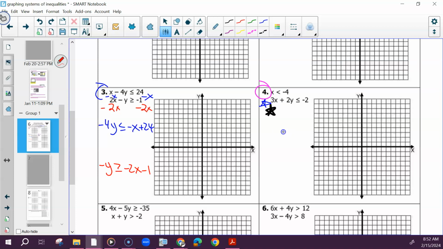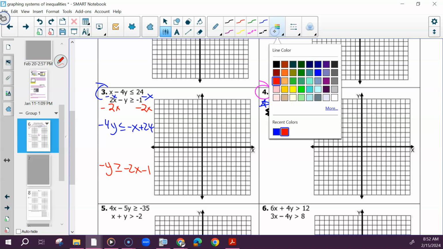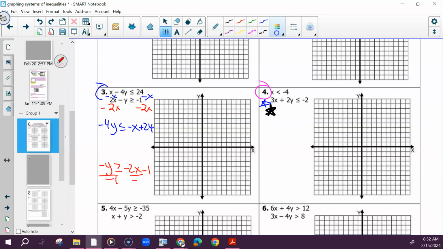And then we have to divide the first one by -4 and the second one by -1. The sign is going to change for both of them. And we should get y is greater than or equal to 1/4 x minus 6 and y is less than or equal to 2x plus 1. Go ahead and graph these. The order doesn't matter how you do that.